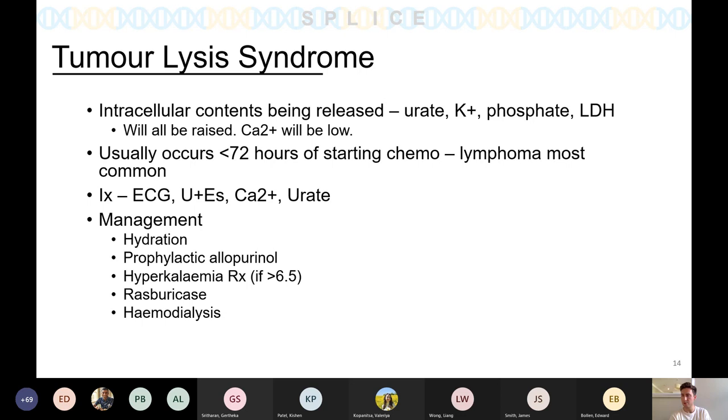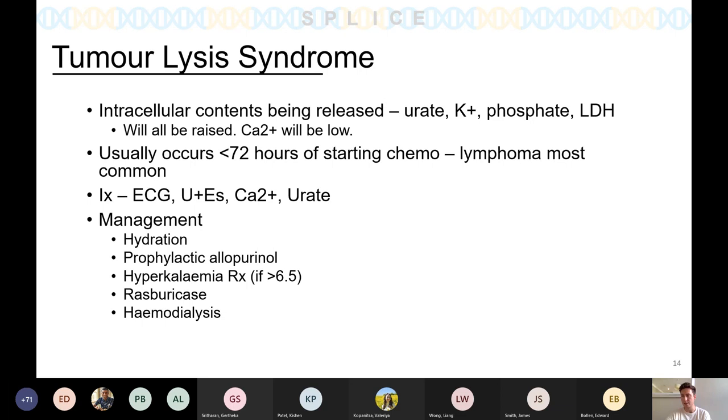So what normally happens is patients will be given prophylactic allopurinol. If you remember from your gout management, that's essentially there to stop the levels of urate getting too high. But sometimes it can not work, or they can be forgotten to be prescribed. And then if this does occur, the investigations you might be looking at doing is an ECG for arrhythmias, if you've got high levels of potassium, and then just your blood test to look for high levels of electrolytes. Then essentially the management's likely to be keeping the patient hydrated.